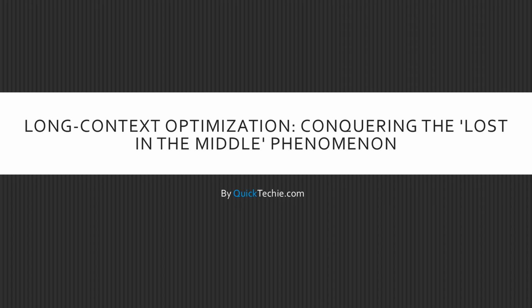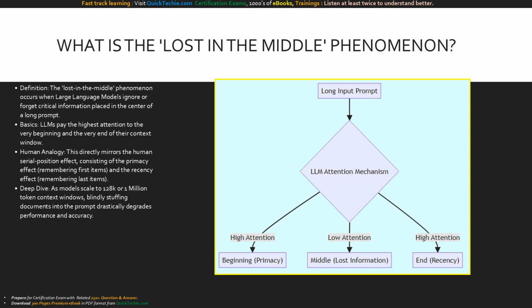Welcome, everyone. Today, we are exploring a fascinating and critical challenge in building robust AI applications, long context optimization, with a laser focus on solving the lost in the middle phenomenon. Let's get started. When working with large language models, we often hit a performance wall known as the lost in the middle phenomenon. This occurs because LLMs have a tendency to pay the most attention to the beginning and the end of a prompt, completely ignoring critical facts hidden in the middle of long texts.